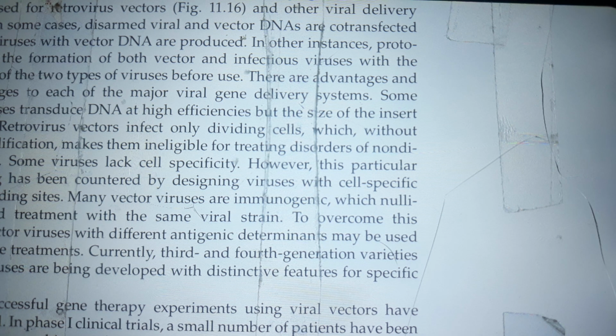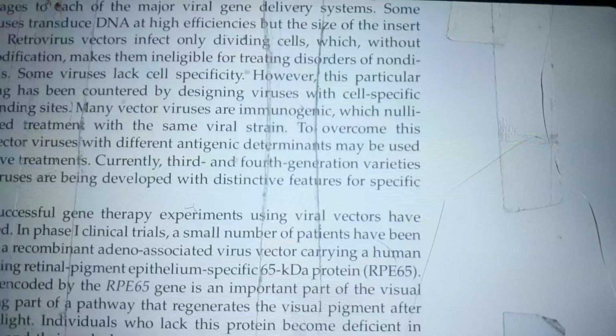In other instances, protocols allow the formation of both vector and infectious viruses with the separation of the two types of viruses before use. There are advantages and disadvantages to each of the major viral gene delivery systems. Some vector viruses transduce DNA at high efficiencies, but the size of the insert is limited. Retrovirus vectors can infect only dividing cells, which without genetic modification makes them ineligible for treating disorders of non-dividing cells. Some viruses lack cell specificity.